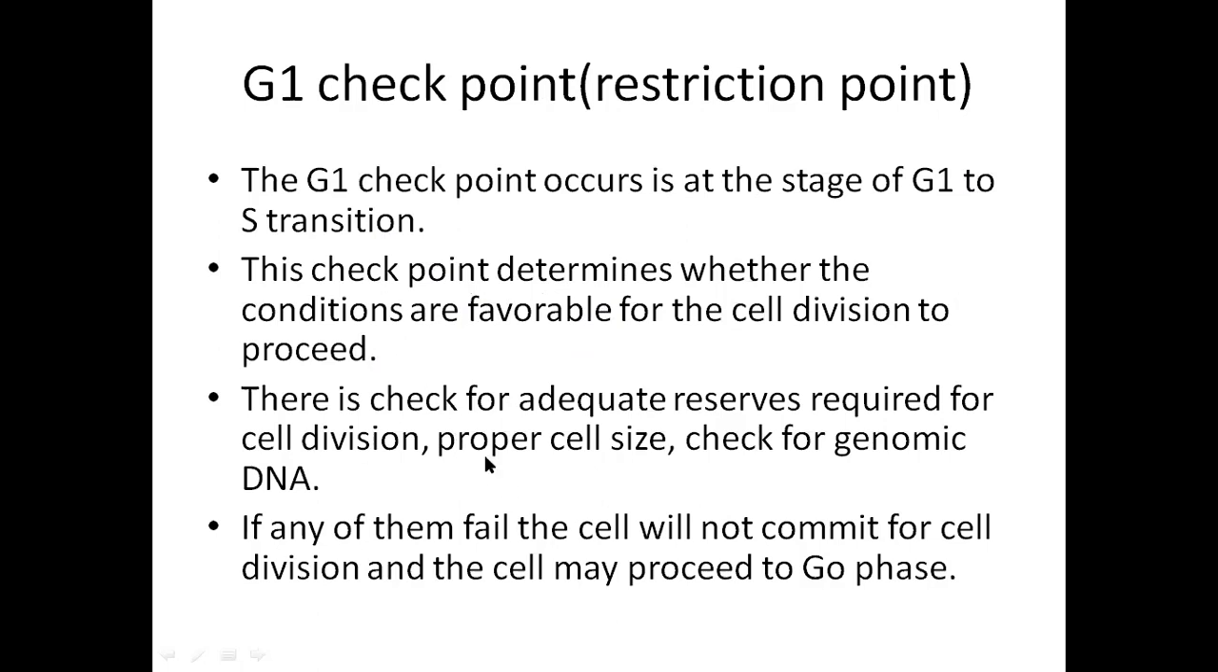It checks for proper cell size, and whether all the adequate reserve enzymes and energy supplements are present in the cell sufficiently. And it checks the genomic DNA, whether it is normal or damaged. After all these checks, if everything is fine, the G1 checkpoint allows the cell to move to the S phase, because this is the phase where the cell commits itself to cell division. Most of the regulatory mechanisms, whether positive or negative, occur during the G1 phase.